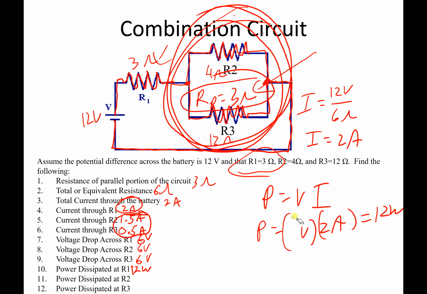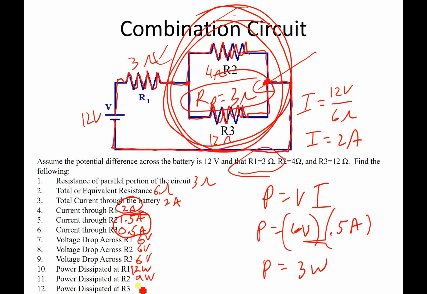At resistor 2, same thing. The voltage drop was 6 volts. The current through resistor number 2 was 1.5 amps. Which means the power dissipated at resistor 2 is going to be 9 watts. And finally, at number 3, same thing, 6 volts is the voltage drop. The current was half an amp. So we end up with 3 watts of power dissipated.